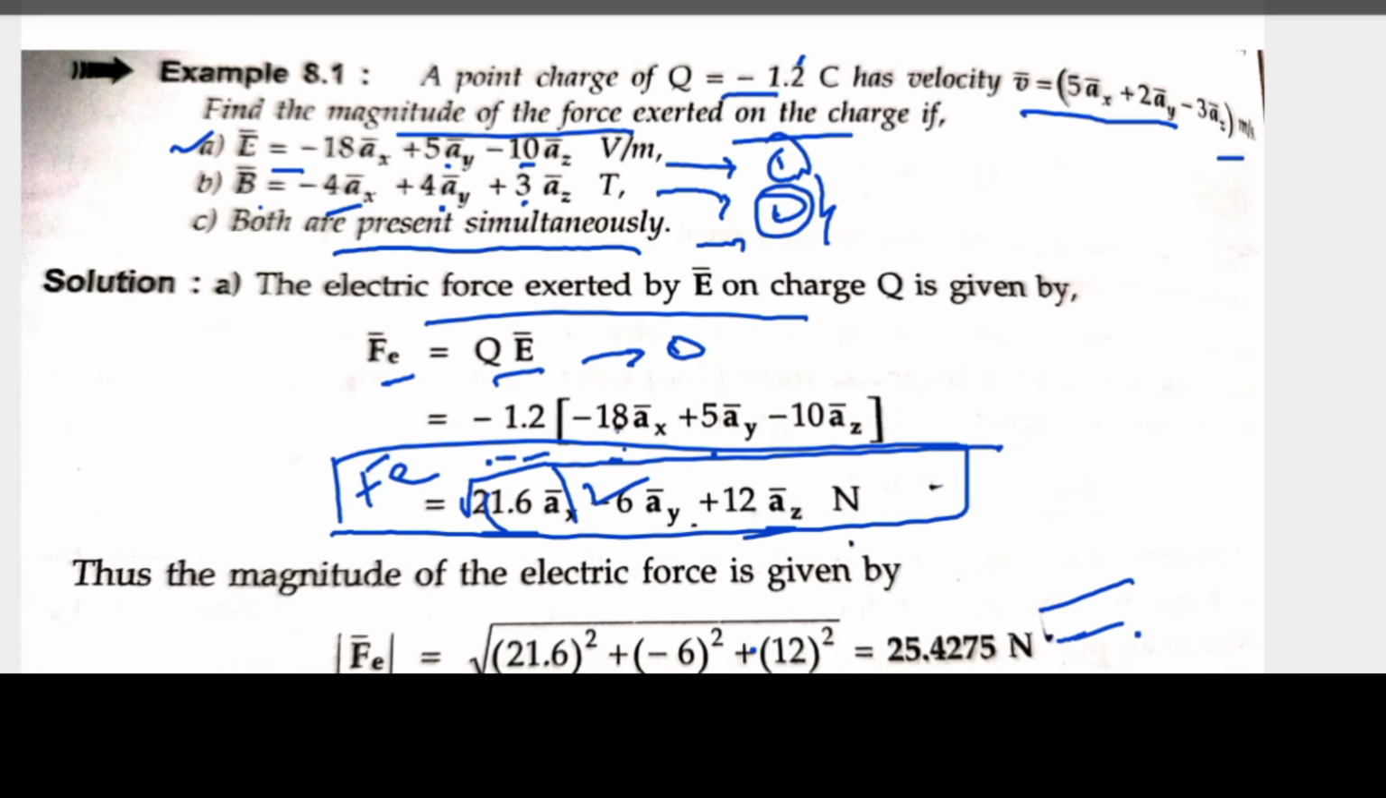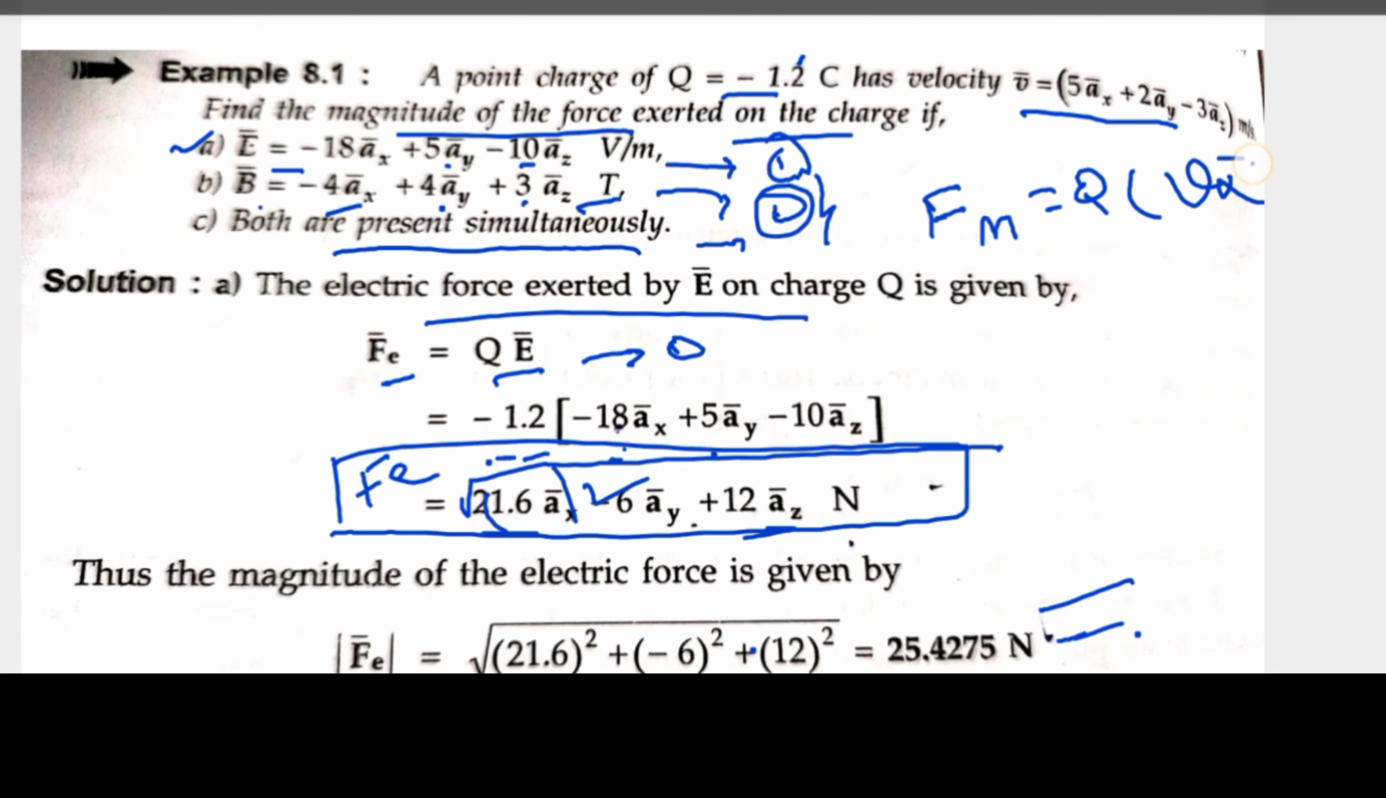We apply the electrical force formula, that is equation 1 only. The B bar is given as minus 4ax plus 4ay plus 3az. For that we have to use Fm, the magnetic force. Fm equal to Q into V cross B. This formula we have to use.